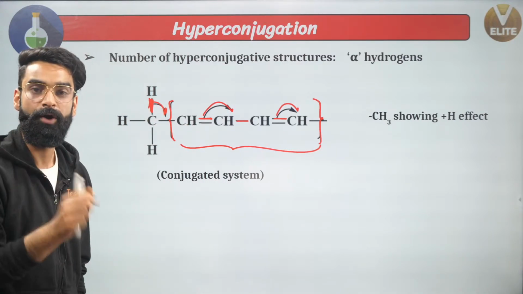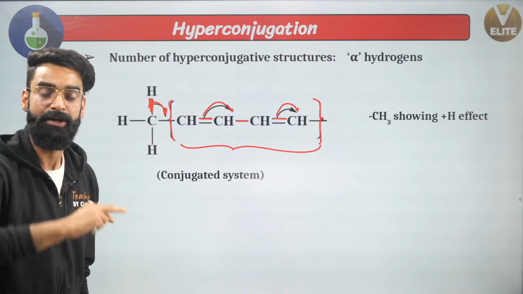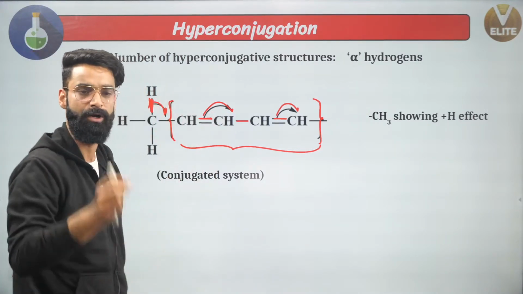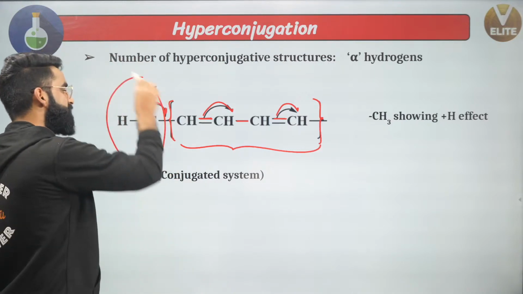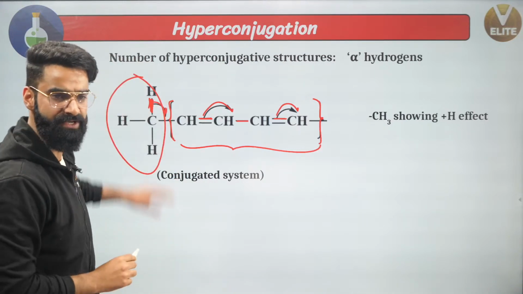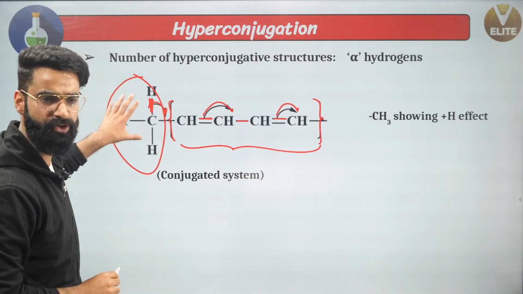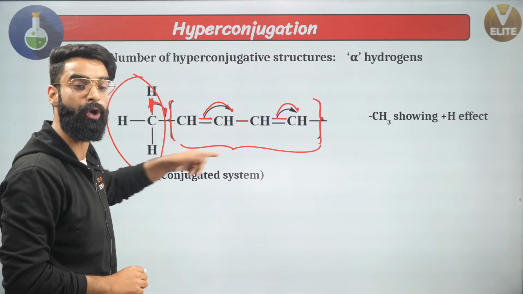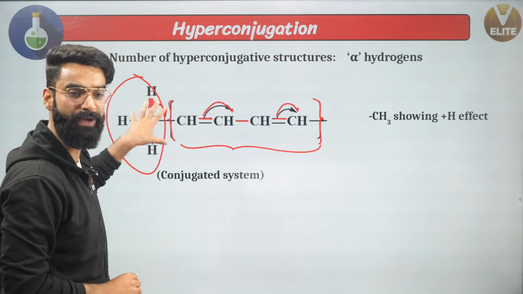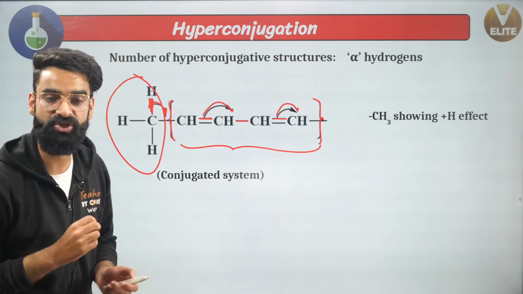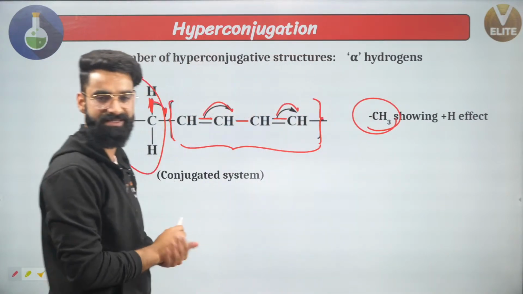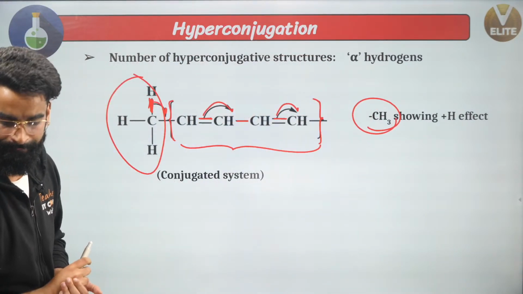And any group which increases the electron density in the conjugated system due to the delocalization of the sigma bond, we say that group shows plus H effect. Okay, so that group which increases the electron density in the conjugated system through the delocalization of the sigma bond, we say that group shows plus H effect, right? So this CH3 right here is basically showing plus H effect.